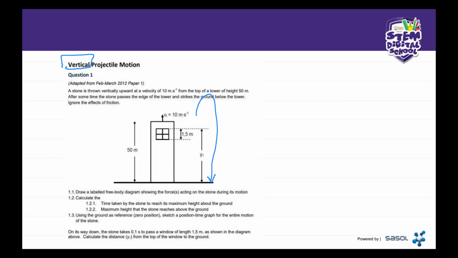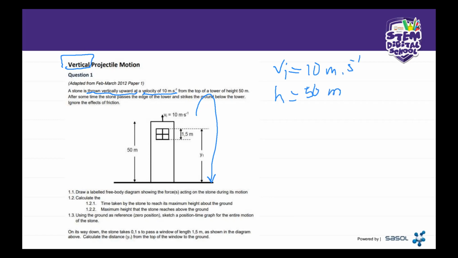A stone is thrown vertically upwards at a velocity of 10 meters per second. So what do we have here? This is going to be our V initial, right? So we're already writing what is given, which is 10 meters per second. And then from the top of the tower at a height of 50 meters. So the height here, the H, is equal to 50 meters.